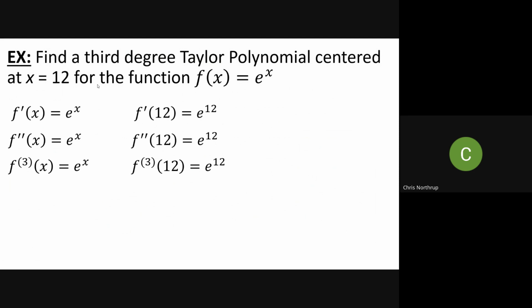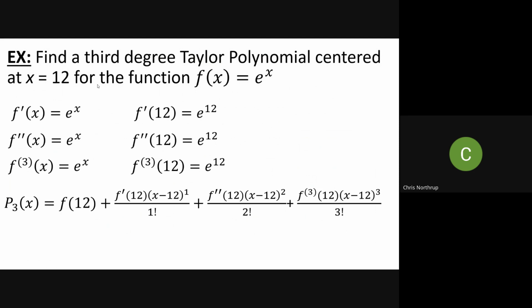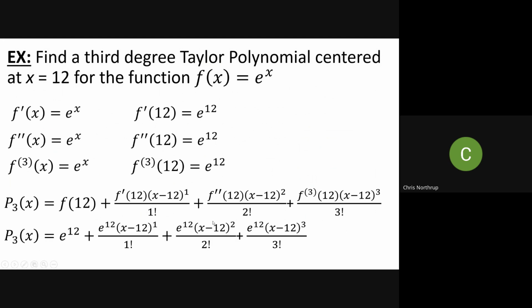So a third degree Taylor polynomial centered at 12 would look something like this. P sub 3 of x equals f of 12 plus f prime of 12 times x minus 12 to the 1 over 1 factorial, plus f double prime of 12 times x minus 12 to the 2nd over 2 factorial. You can kind of see the pattern here. And if I actually plug in those derivative values, it's going to look like this. So this is going to be a third degree Taylor polynomial centered at 12, which approximates e to the x.